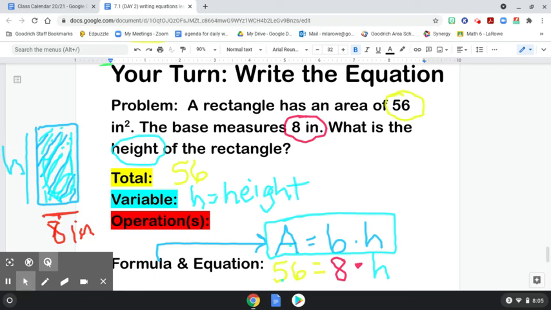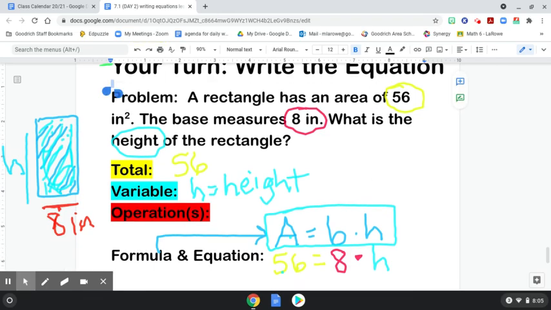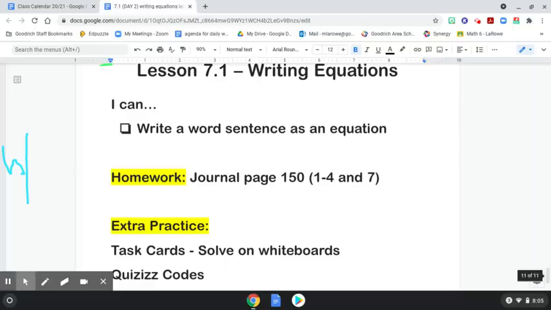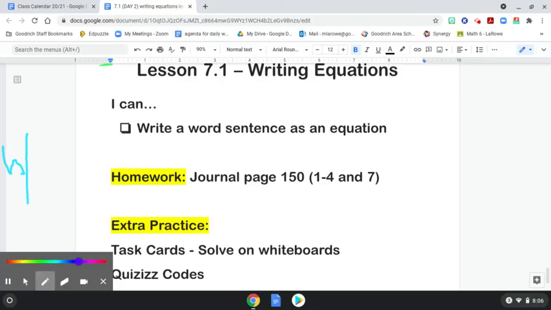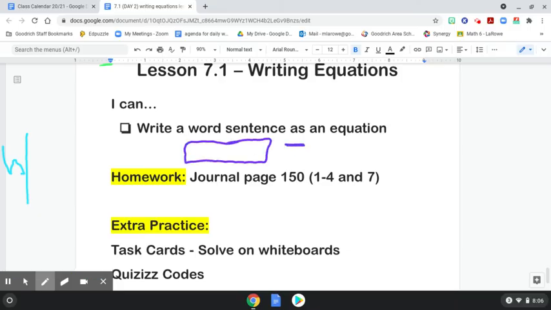How'd you do? Are you able to use the formula for geometry to write an equation? Now it's time to practice. So your assignment today comes from journal page 150. We're looking at 1 through 4, and we're also looking at real world situation number 7. Remember, when you're writing your equations, you want it to be where one of your math expressions is written on one side of your equal sign, and your equal sign balances out with the total in the situation.